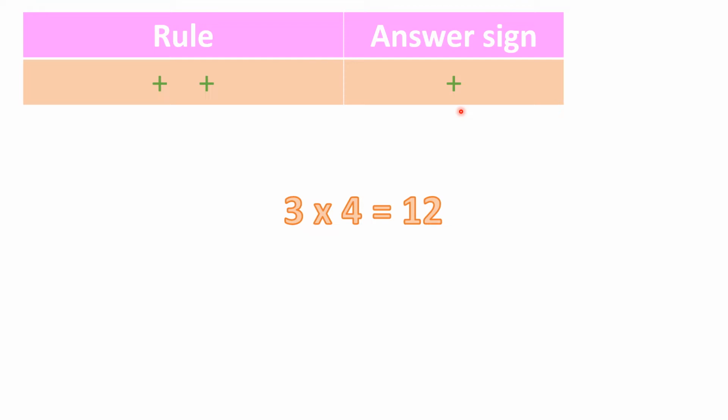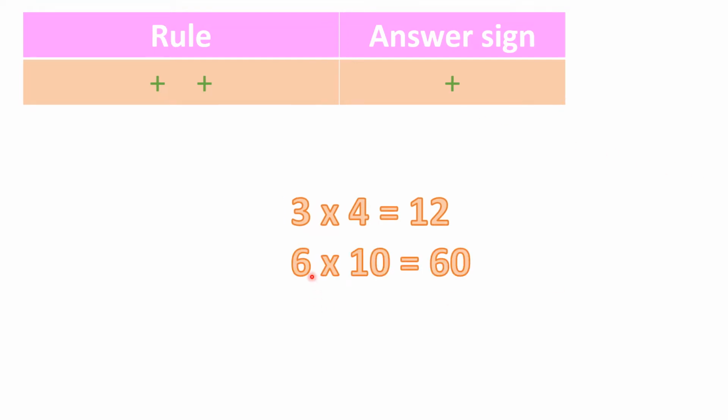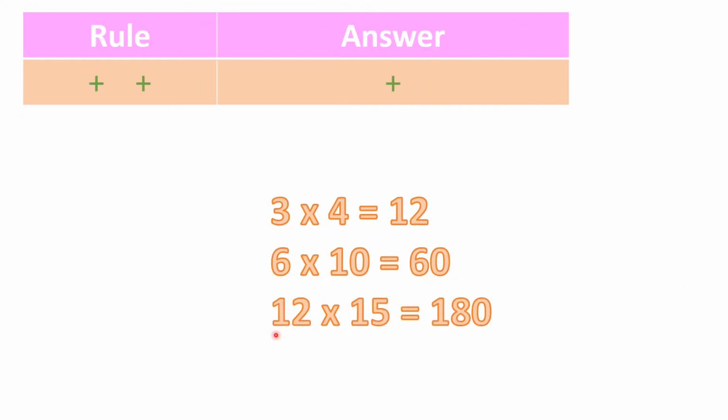Let's make some more examples to make it clearer. Another example, 6 is a positive integer, 10 is a positive integer, and our answer is 60, which is also another positive integer. 12 is a positive integer, 15 is a positive integer. 2 positive integers when multiplied, we get another positive integer, which is 180, a positive integer.